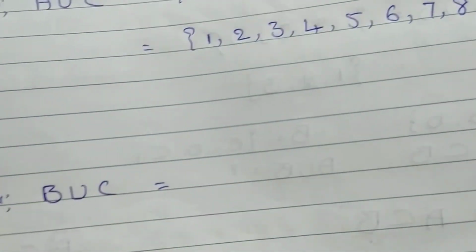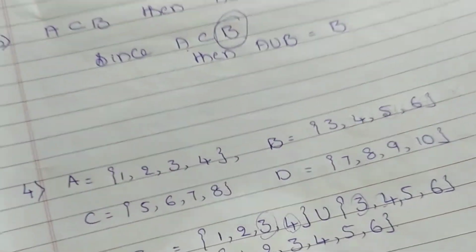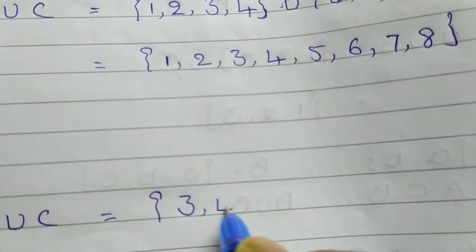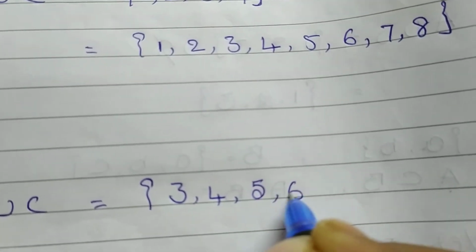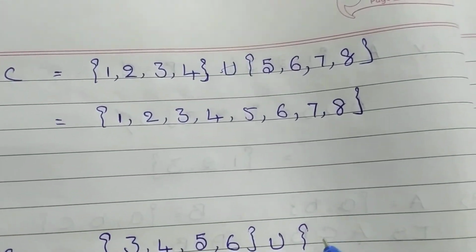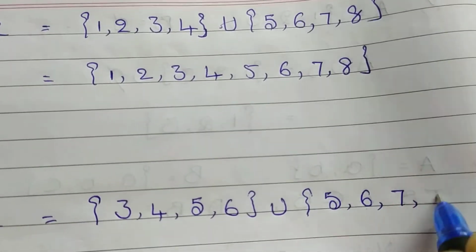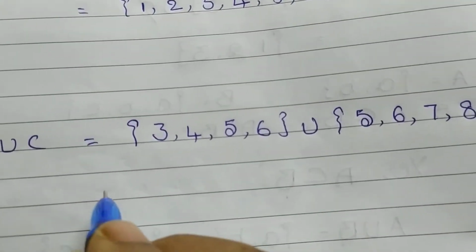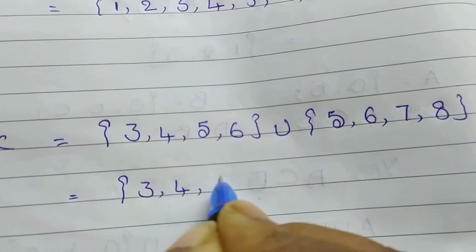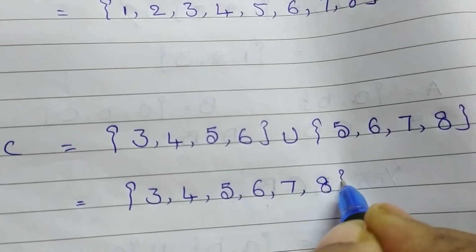Now coming to B union C. B is 3, 4, 5, 6, union C, which is 5, 6, 7, 8. So how much is this? 3, 4, 5, 6, 7, 8.